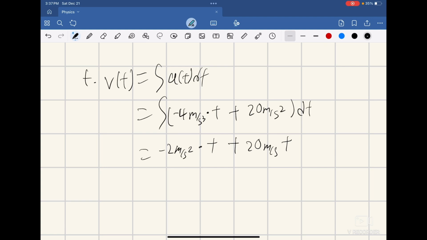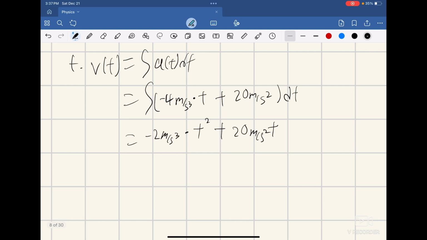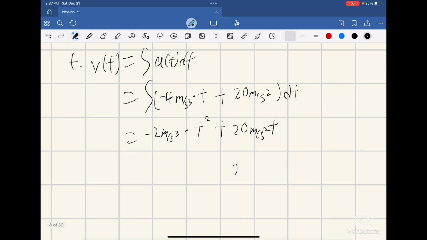Oh, that's my bad. These two numbers should still be meters per second cubed, but t should be squared here, and that one should be just t. Because what we know is that t is some sort of second, right? So if we multiply 20 by, let's say, 1 second times 1 second, then these cancel out and give us 20 meters per second.